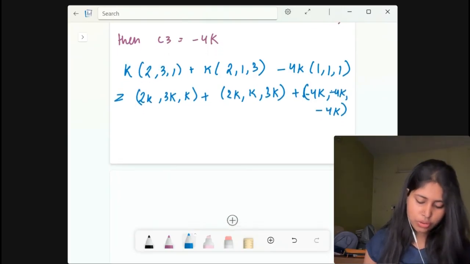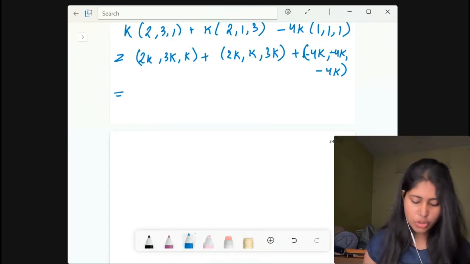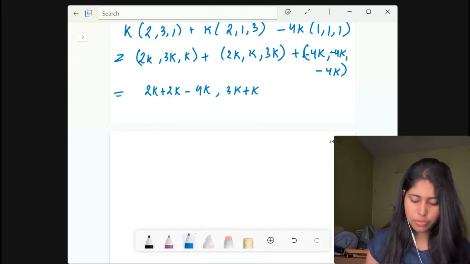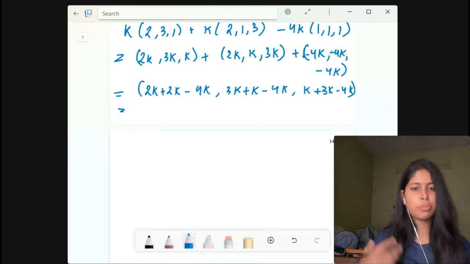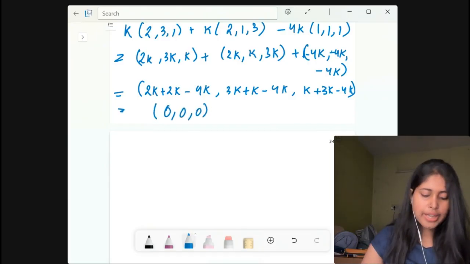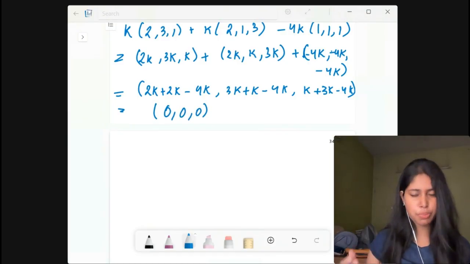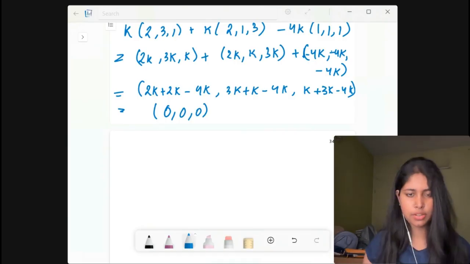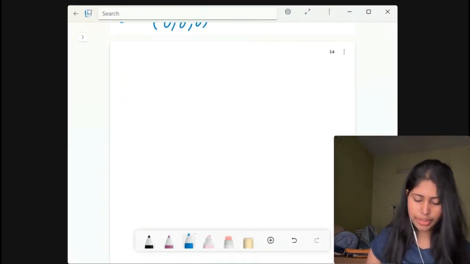Okay, so next we will add it. 2k plus 2k minus 4k, then comes 3k plus k minus 4k, then comes k plus 3k minus 4k, right? And this comes to be 0 comma 0 comma 0, and hence we can say that this question is proved, that this will be linearly dependent, right? So let me write it, hence proved.